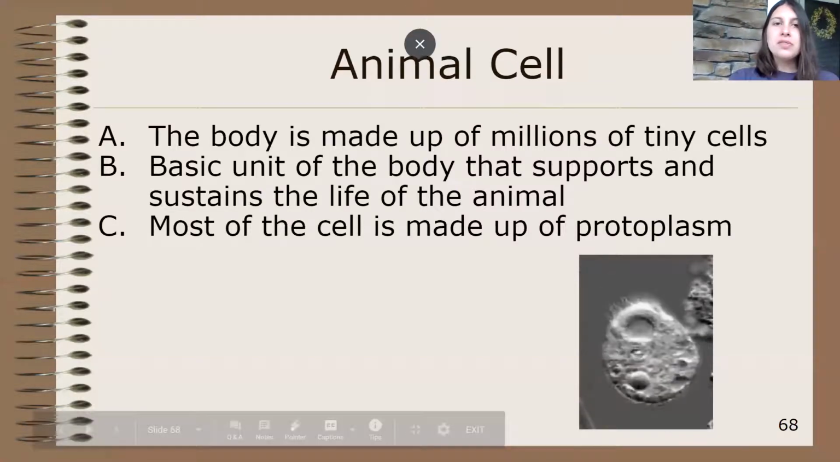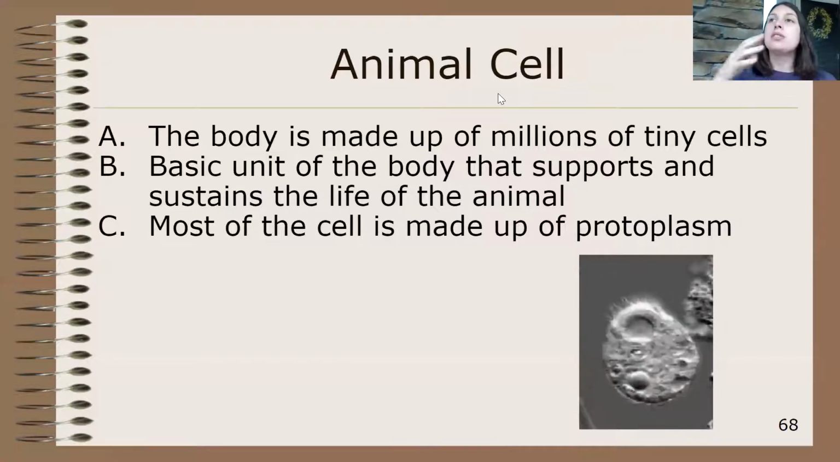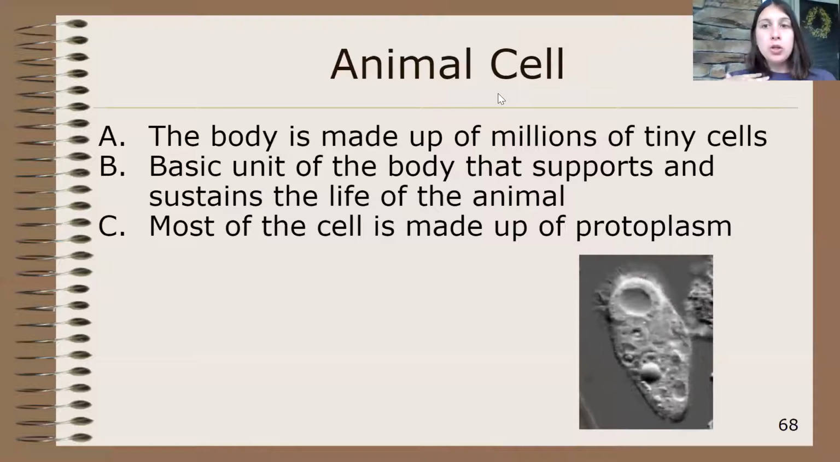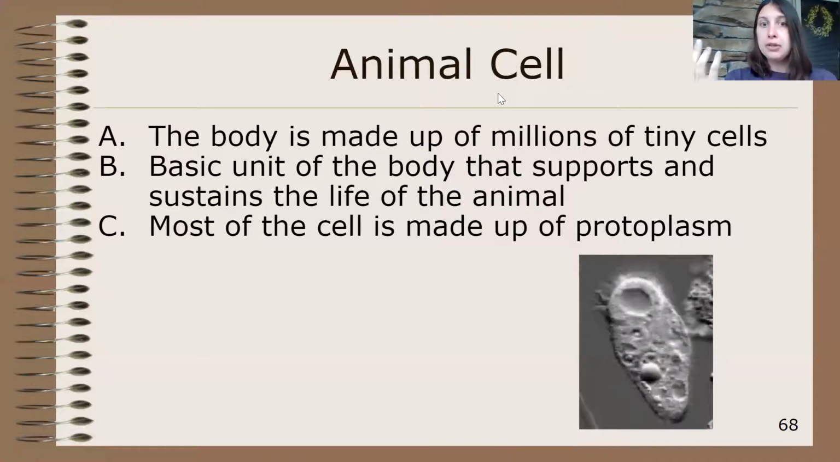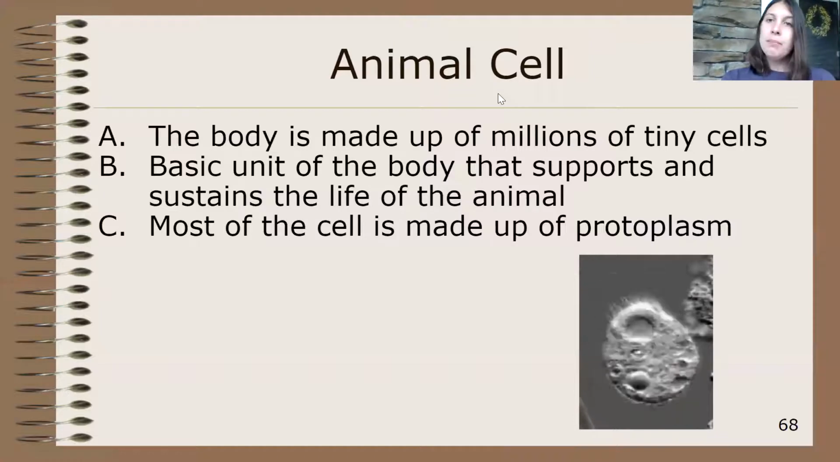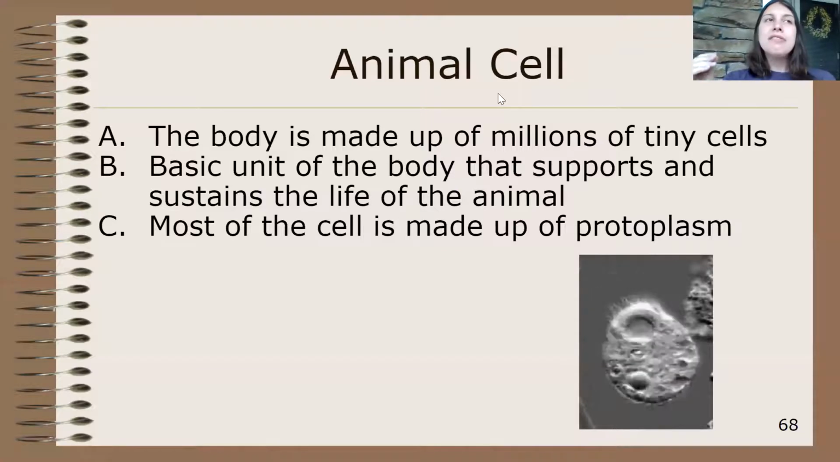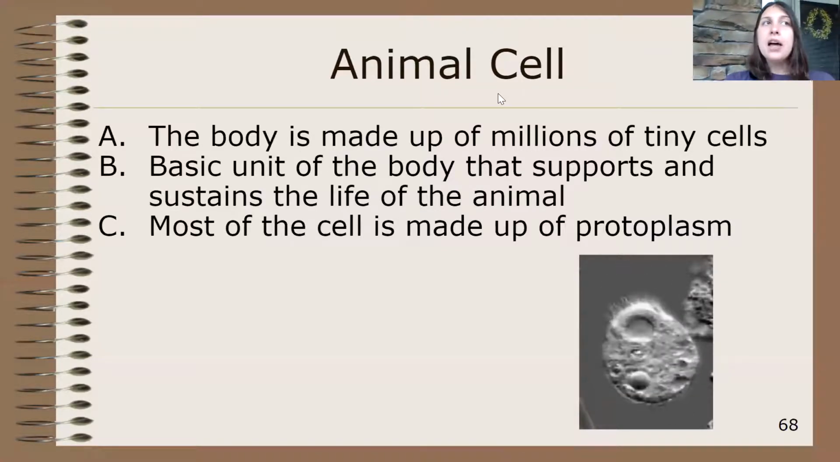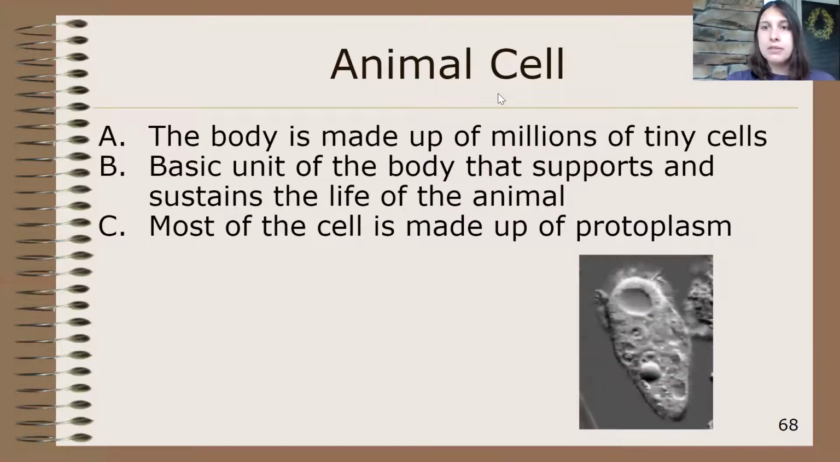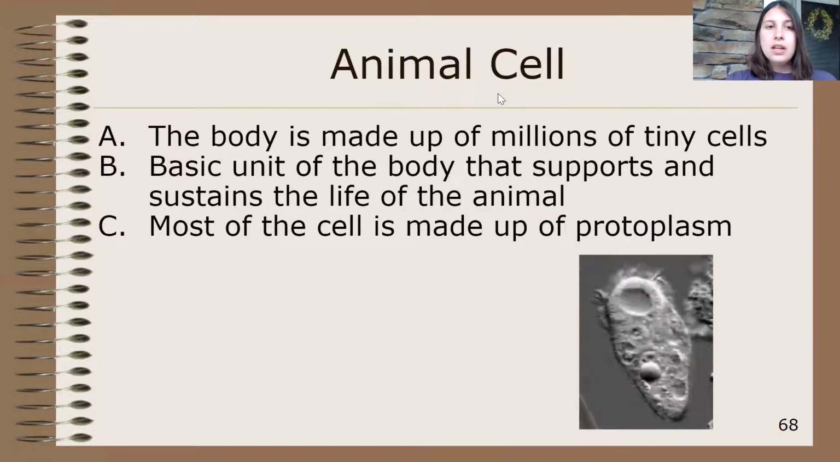So there's two different types of cells: animal cells and plant cells. Animal cells are found in animals: humans, pigs, cows, dogs, fish, birds, any kind of animal. Plant cells are found only in plants. They have similar parts, but they work very differently. The cells are what makes such a big difference between animals and plants.